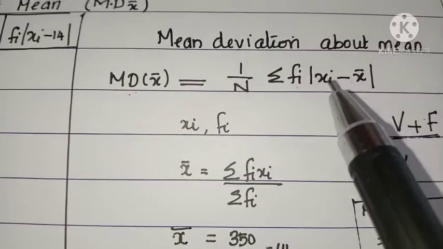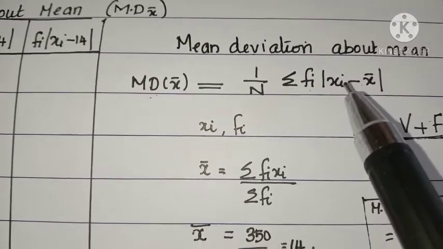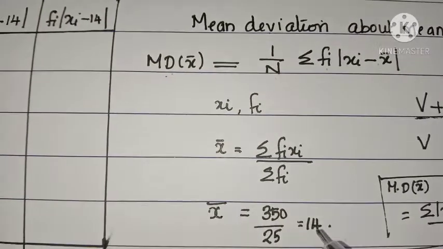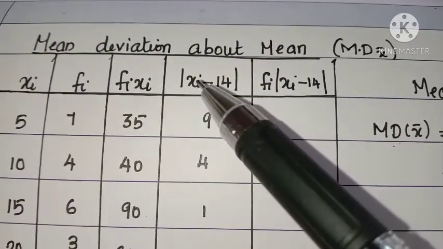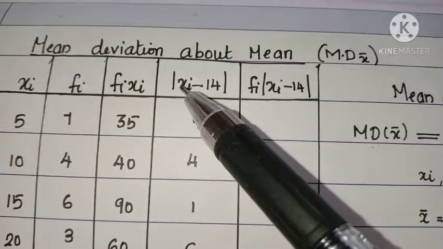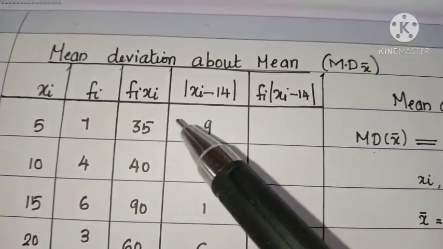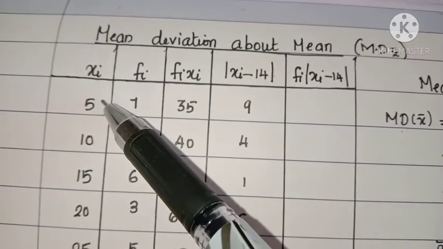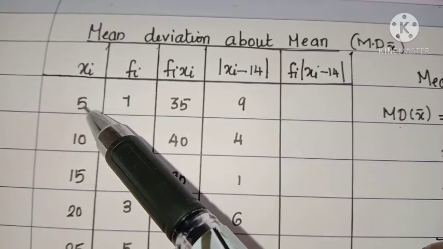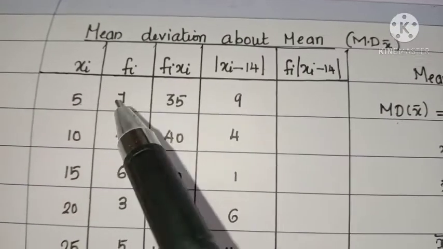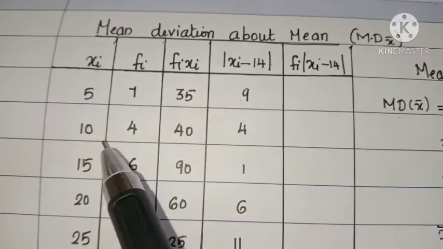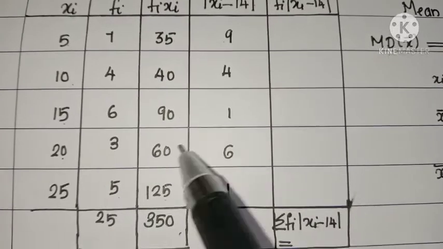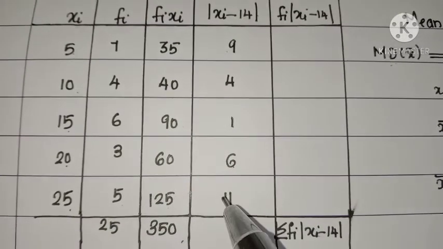Now look at the result. We need xi minus x bar. Xi minus x bar means from each xi value we have to subtract the mean 14. So that is the next column, xi minus 14, and consider their modulus value. From each xi we subtract 14. 5 minus 14 or 14 minus 5, both are the same because we are considering modulus value. So 5 minus 14, 9. 10 minus 14, 4. 15 minus 14, 1. 20 minus 14, 6. 25 minus 14, 11.